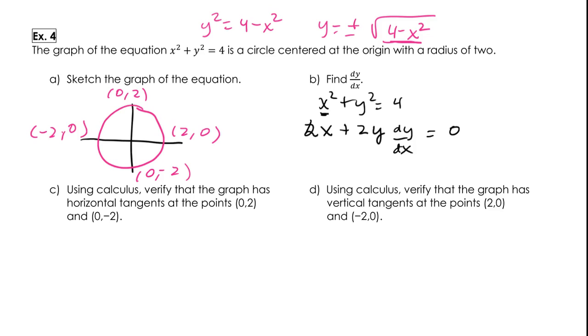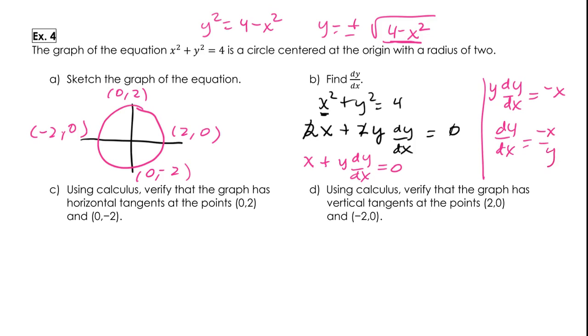I hope you see we could divide everything by 2, and the 0 just stays 0. So now I have x plus y dy/dx equals 0. So y dy/dx equals negative x. So dy/dx is negative x over y. So here is the derivative of x squared plus y squared equals 4.